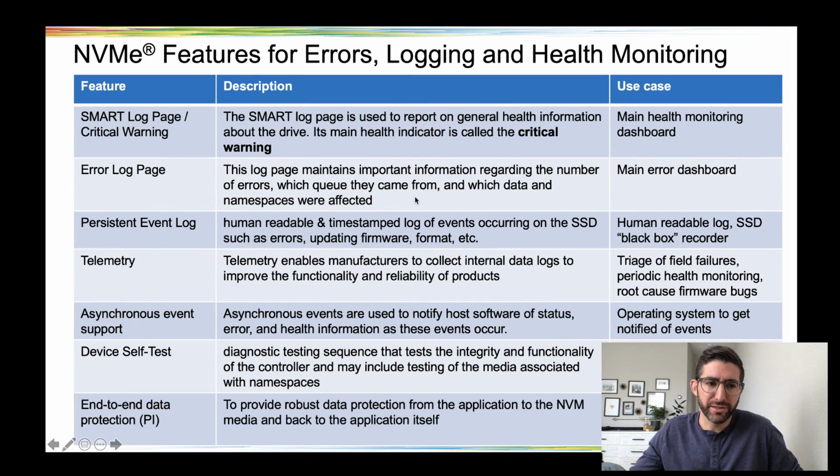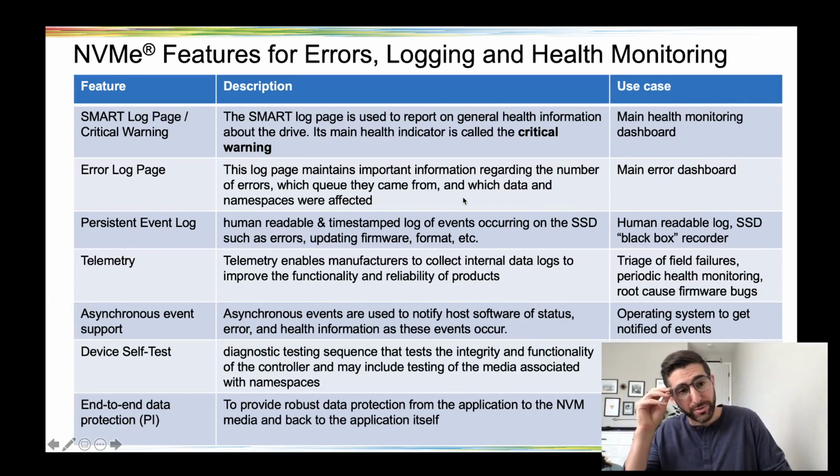Now, in the other log pages, there's something called an error log page, which, as it sounds, is for monitoring errors. So when an error happens, it gets logged on the error log page with the queue and other information about where the error happened, and that can help people debug what's happening on the NVMe SSD.